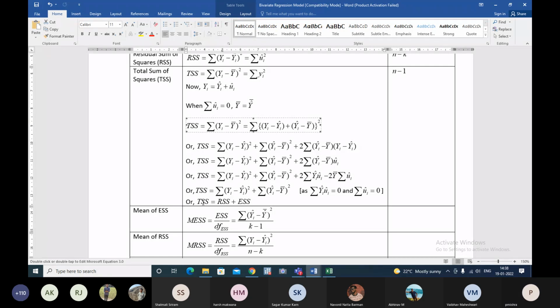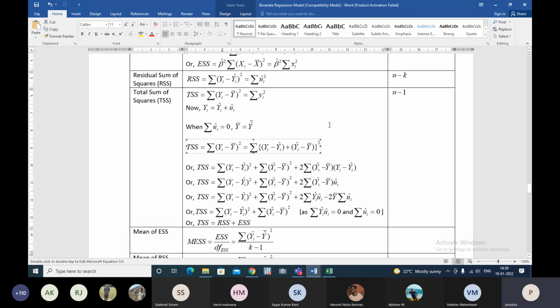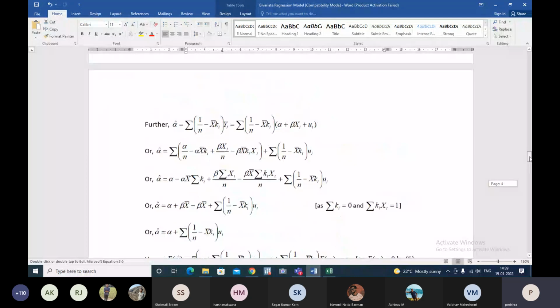Then there are some other concepts. Can you explain the summation of u hat I and y hat I product? Are you talking about this? Yes, sir. This we have already derived here, no?